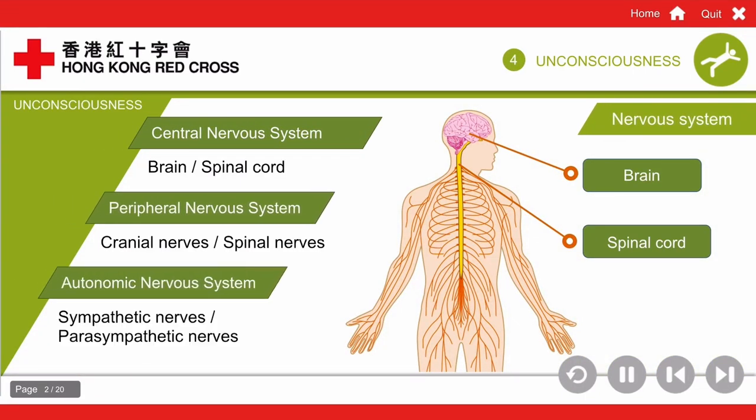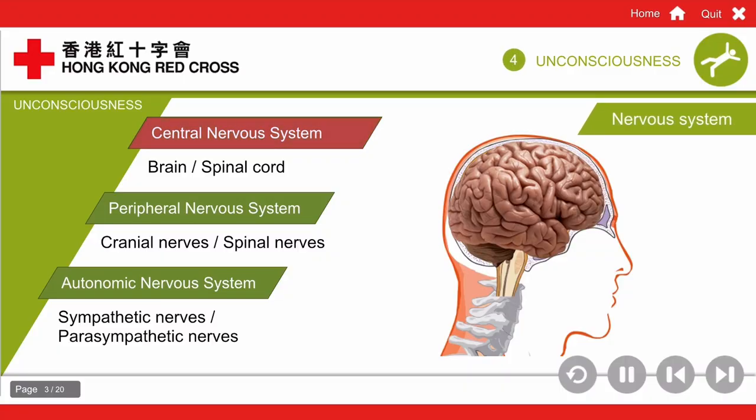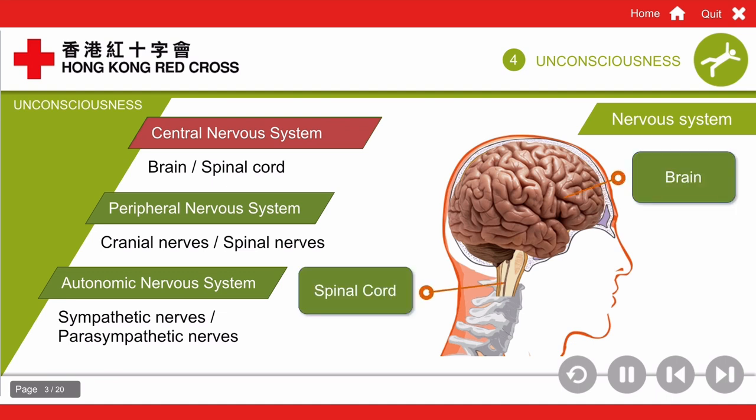Let's learn about the human nervous system. There are three main parts of the nervous system, namely the central nervous system, the peripheral nervous system, and the autonomic nervous system. We'll first talk about the central nervous system, which includes the brain and the spinal cord.